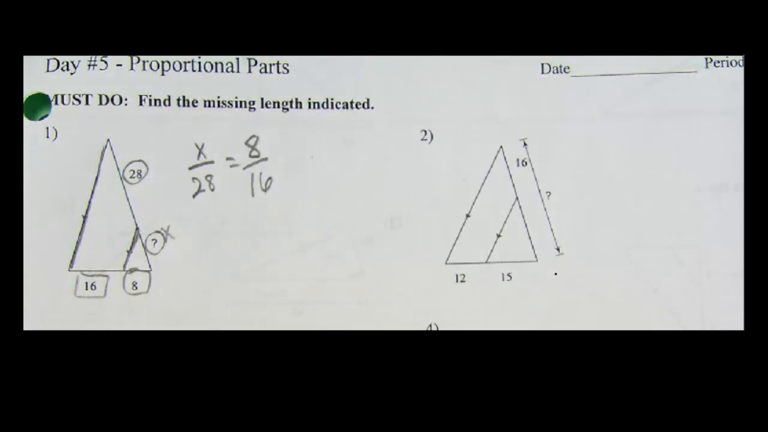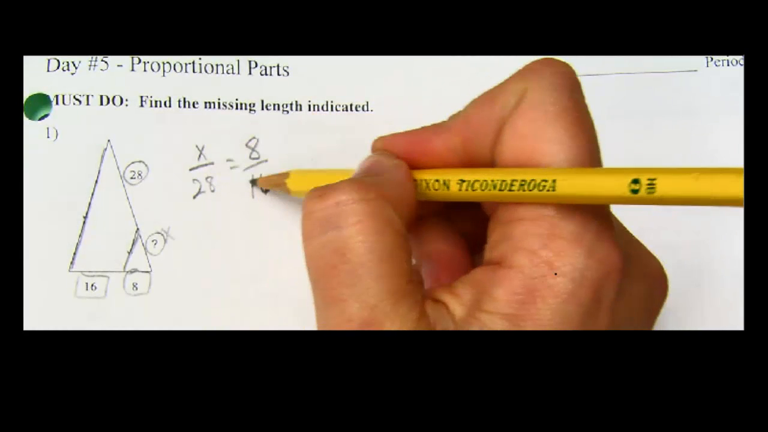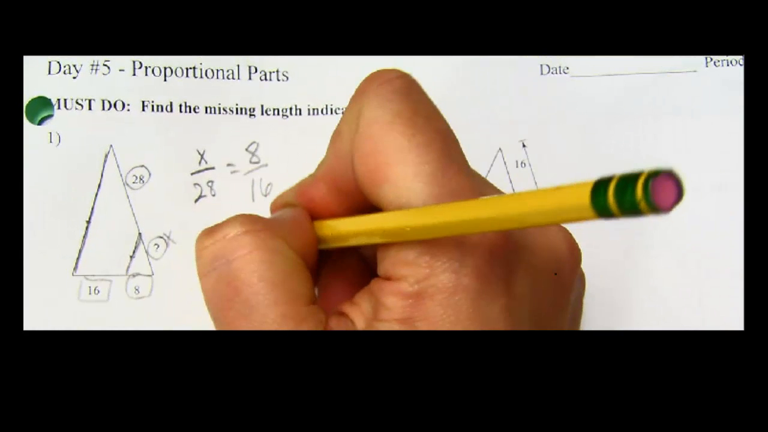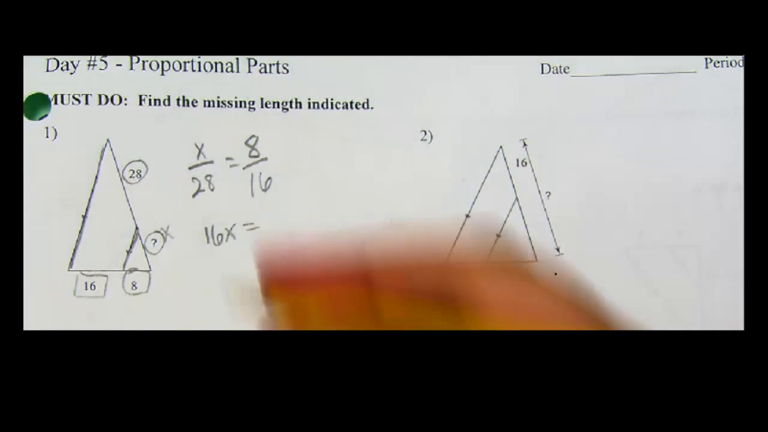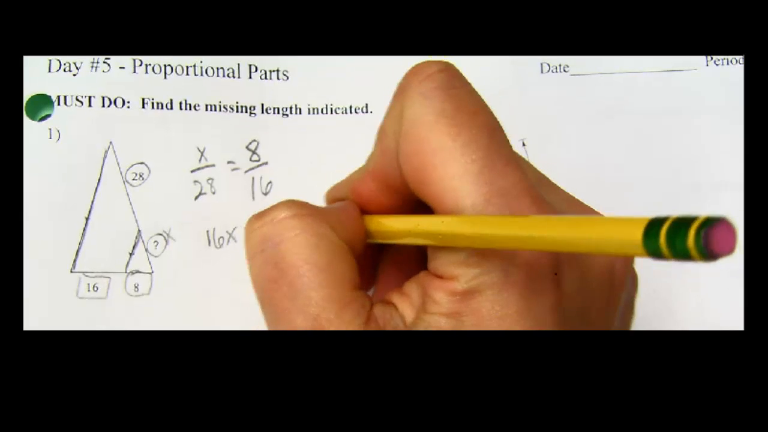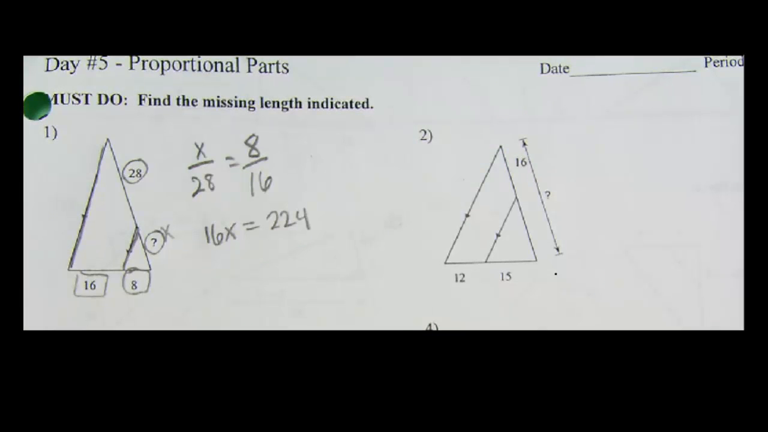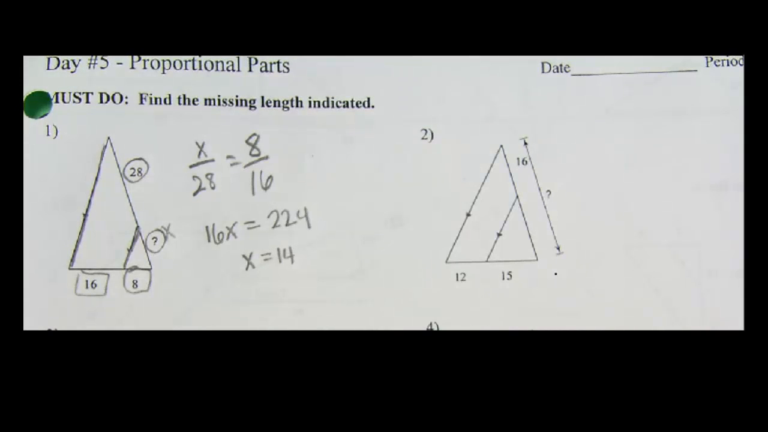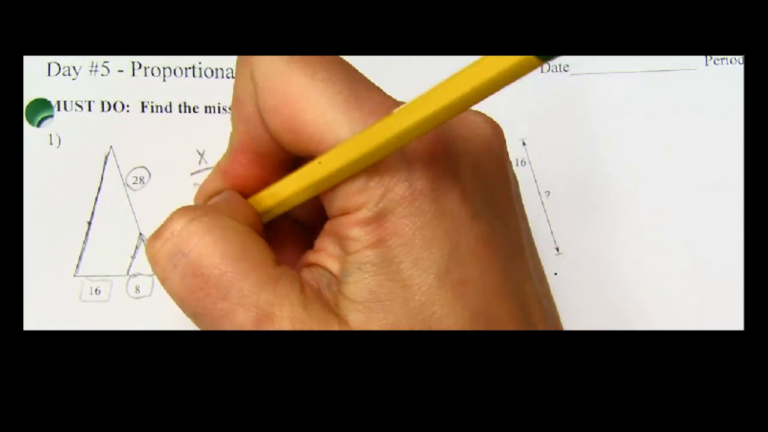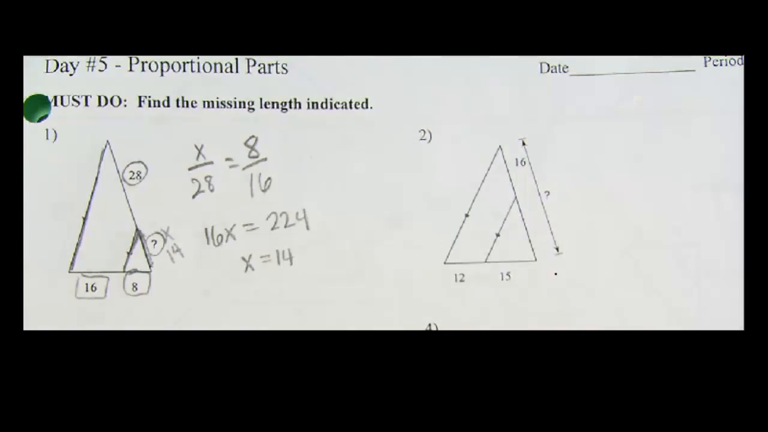And then at this point in this chapter, you should be really good at solving proportions. When we multiply in this direction, we get 16x. And when we multiply in the other direction, 28 times 8 gives us 224. Divide both sides by 16, and we end up with 14 is equal to x. Now, take a look at the problem, make sure that that's what you want to find. We want to find this piece right here, so the length of that piece is 14.